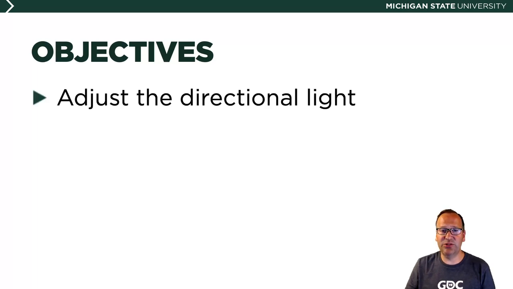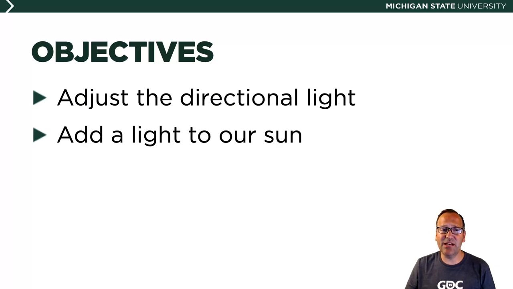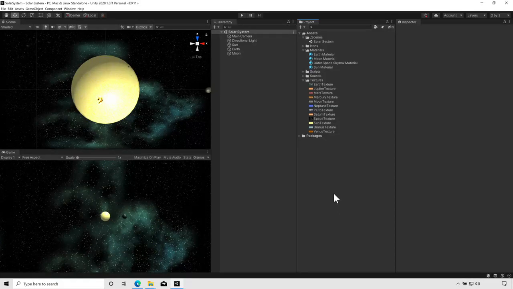Our objectives will be to adjust the directional light and add a light to our sun so it looks like it's emitting light out towards the planets. Okay, before I get too far here, I'm going to close up some of my folders in the project just to clean up the view of what we're seeing.